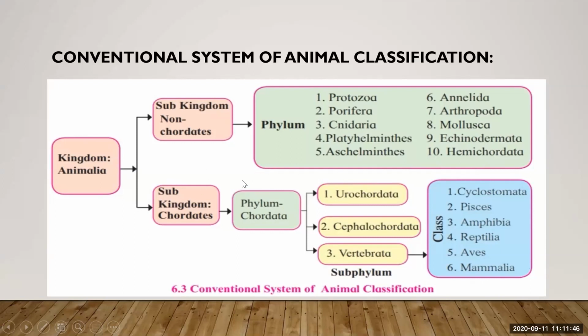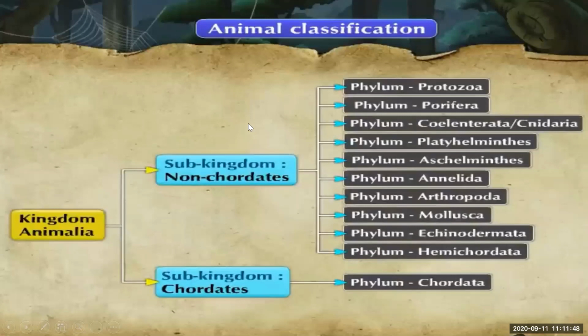Okay, let us go to the non-chordates, how the non-chordates are divided. I told you that kingdom Animalia is divided into non-chordates and chordates. Here you can see the 10 phyla of non-chordates, and chordates have one phylum that has the same name as the subkingdom, Chordata. They have a phylum named Chordata.